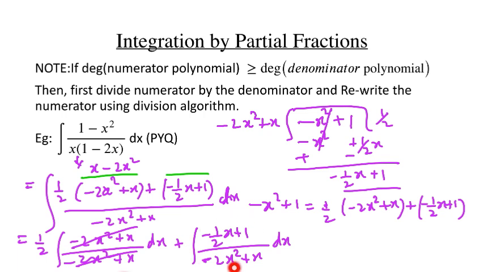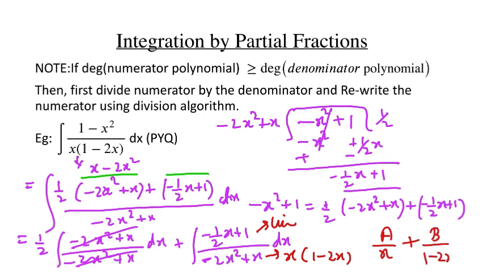Now come to this part. This part has now become a linear upon a quadratic whose factors are x and 1 minus 2x. You can write it as A upon x plus B upon 1 minus 2x. Proceed further to find A and to find B, and then split and integrate easily.